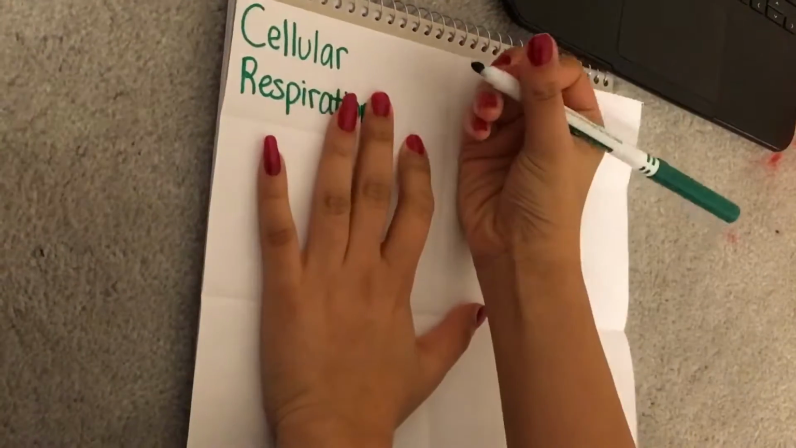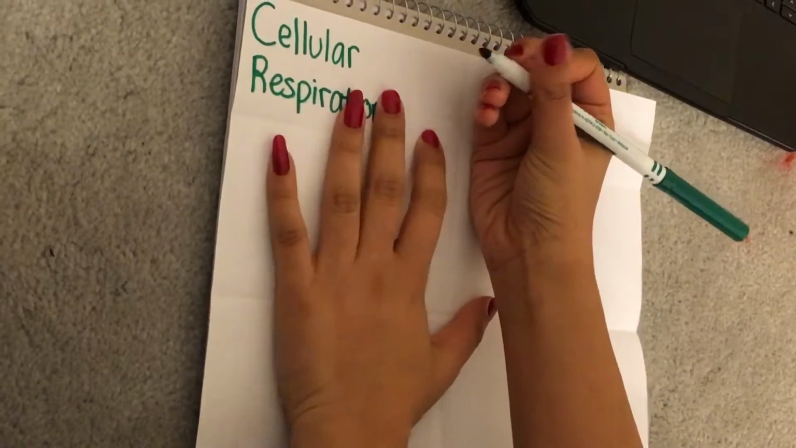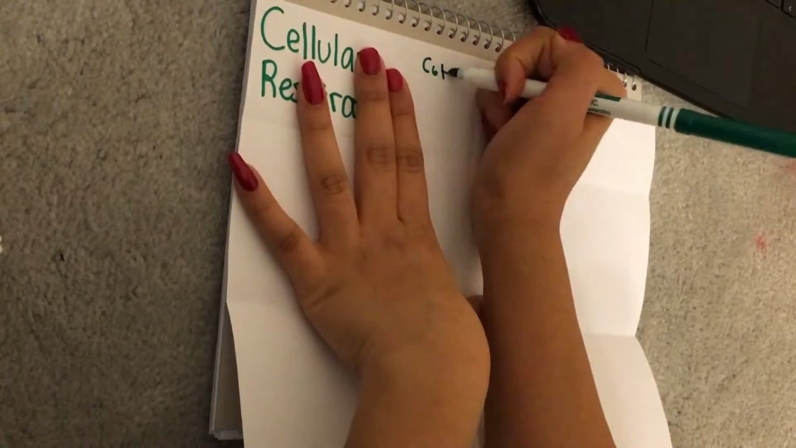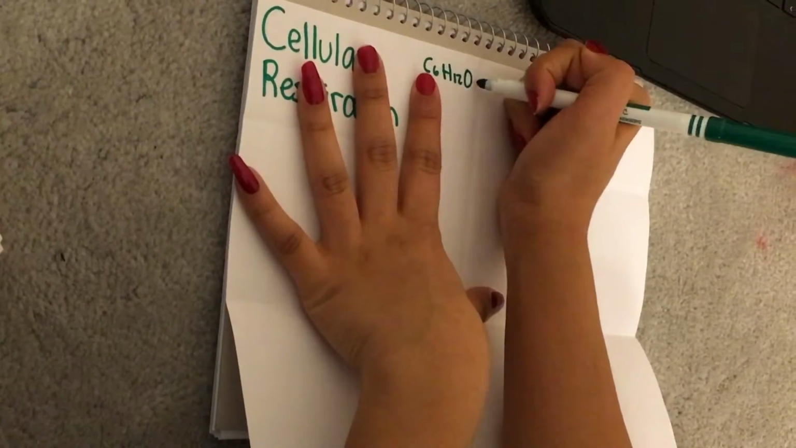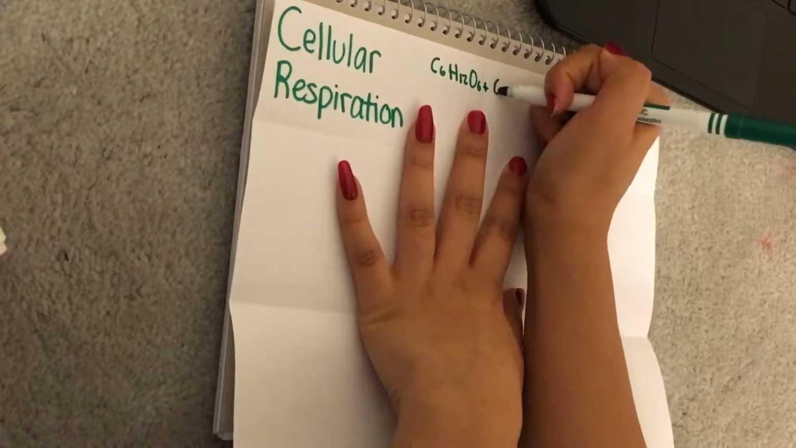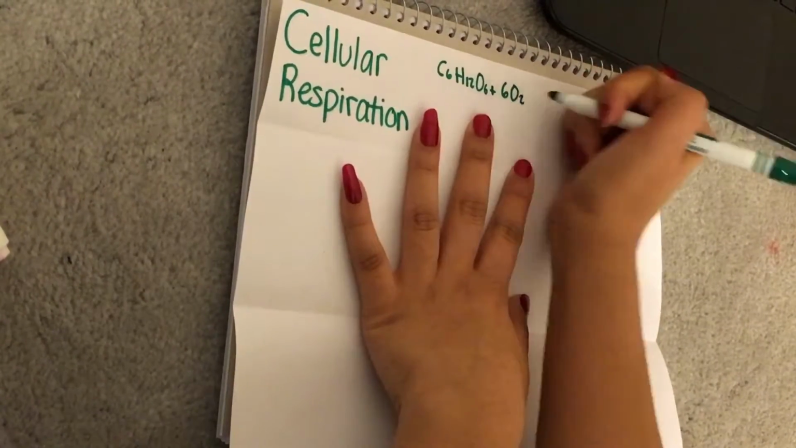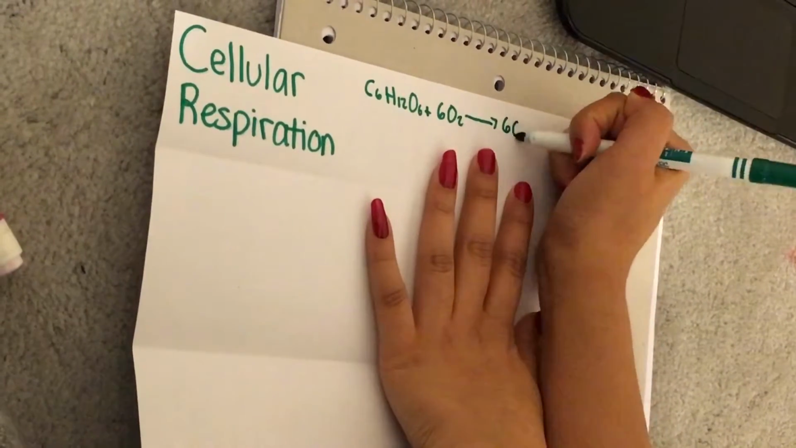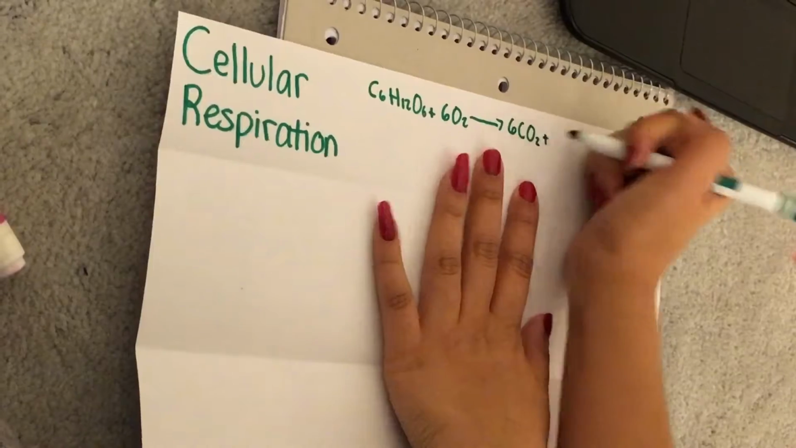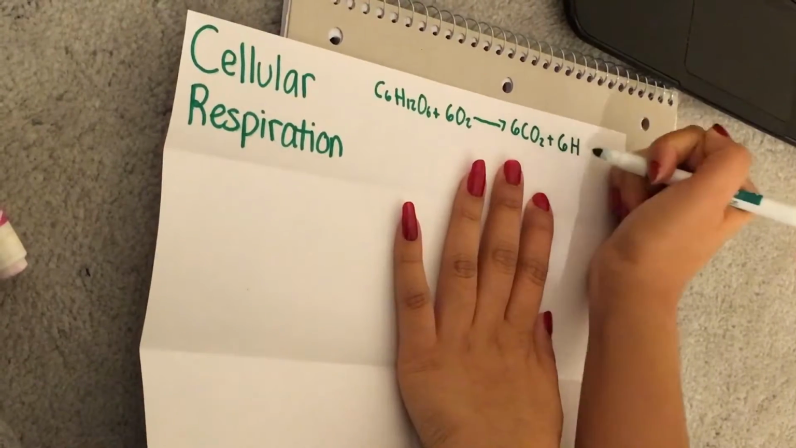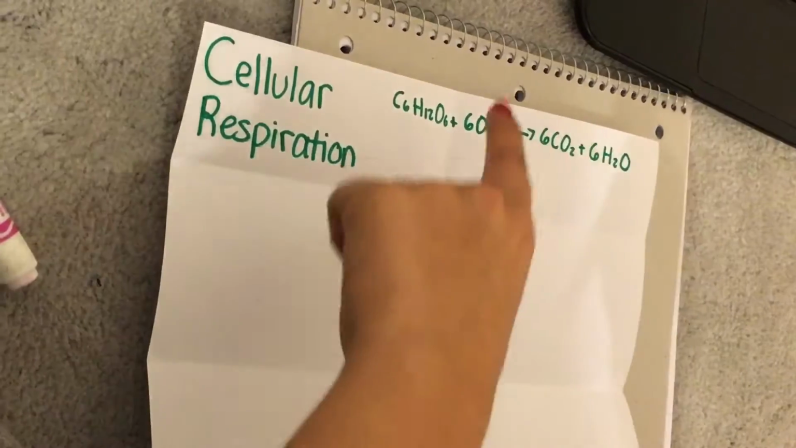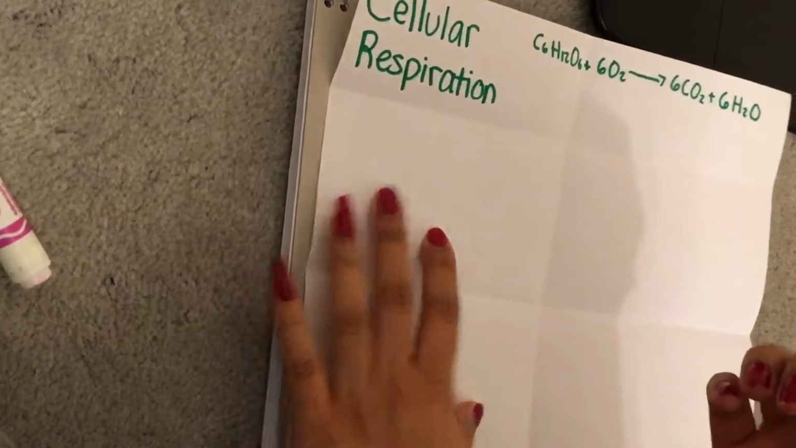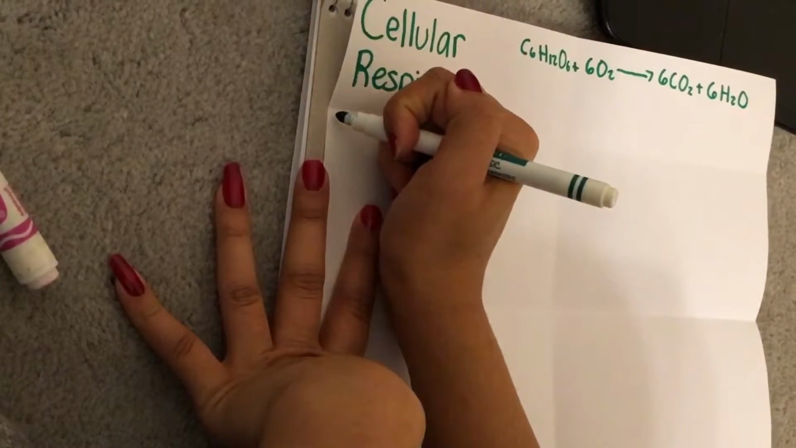So we're going to write down the equation of cellular respiration first, which is C6H12O6 plus 6O2 yields, which is the arrow, 6CO2 plus 6H2O. That's glucose plus oxygen yields carbon dioxide and water. That's the equation. And there's 4 parts.